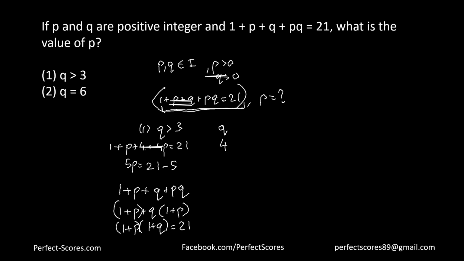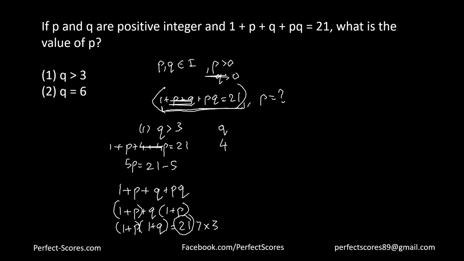Now that makes it a lot easier. Rather than plugging in here, I can plug in here. And from here, you can actually figure out something: 1 plus P into 1 plus Q is equal to 21. And what is 21? 21 is 7 into 3, basically that, right?